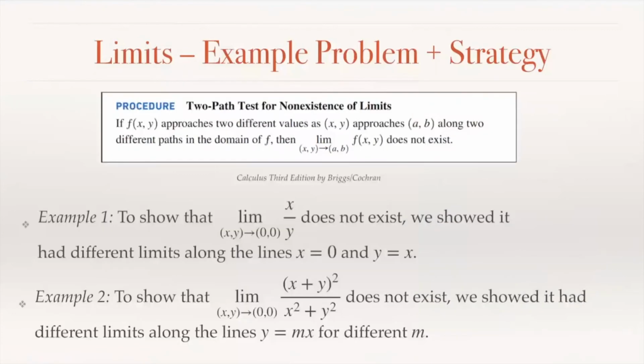So that's summed up in the two-path test for the non-existence of limits. This is what we did in the x over y example. We found two different paths such that the limits are different along those two paths, and if that's the case, the limit does not exist.